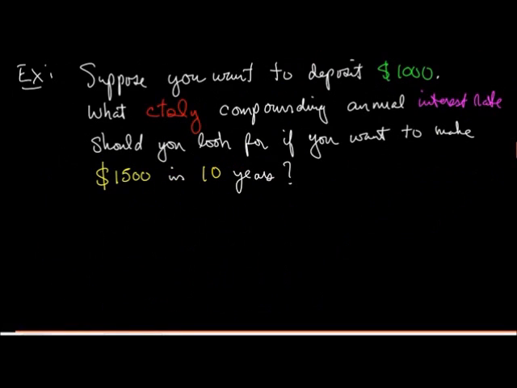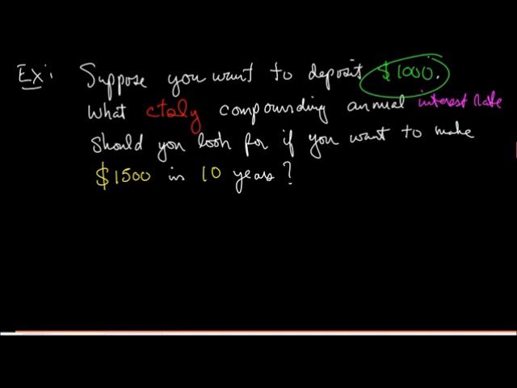So here we go. Suppose you want to deposit $1,000. See? So the P0 is given to you straight up in the beginning. And look what they ask you. What continuously compounding annual interest rate should you look for if you want to make $1,500 in 10 years?